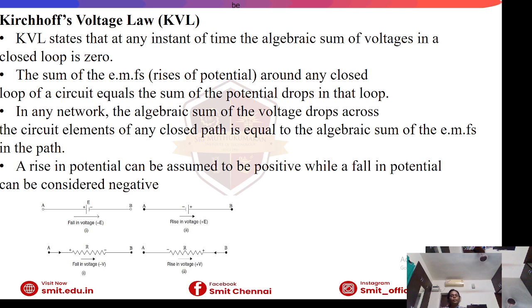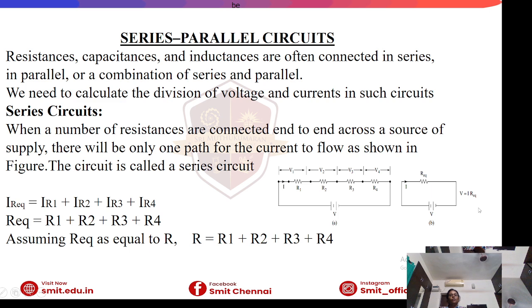The rise in potential can be assumed to be positive, while fall in potential can be considered to be negative. So as shown in these figures, in a source, voltage positive to negative is a fall in voltage. Similarly, negative to positive is a rise in voltage. The same thing is shown across the resistors: the fall in voltage is positive to negative, and similarly the rise in voltage.